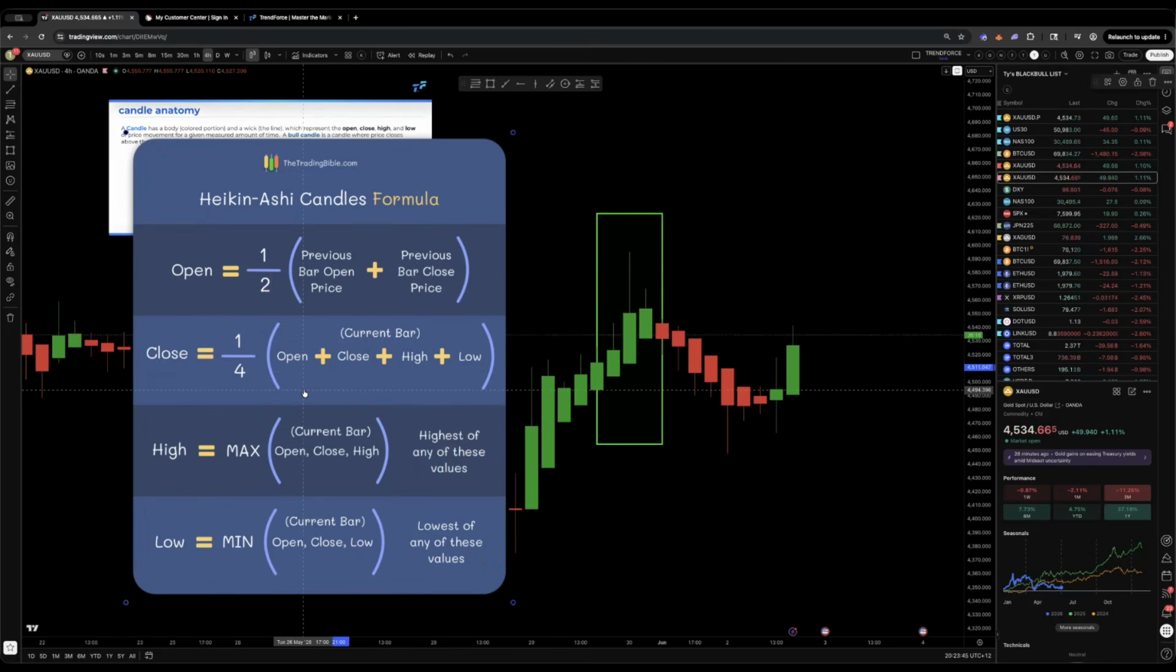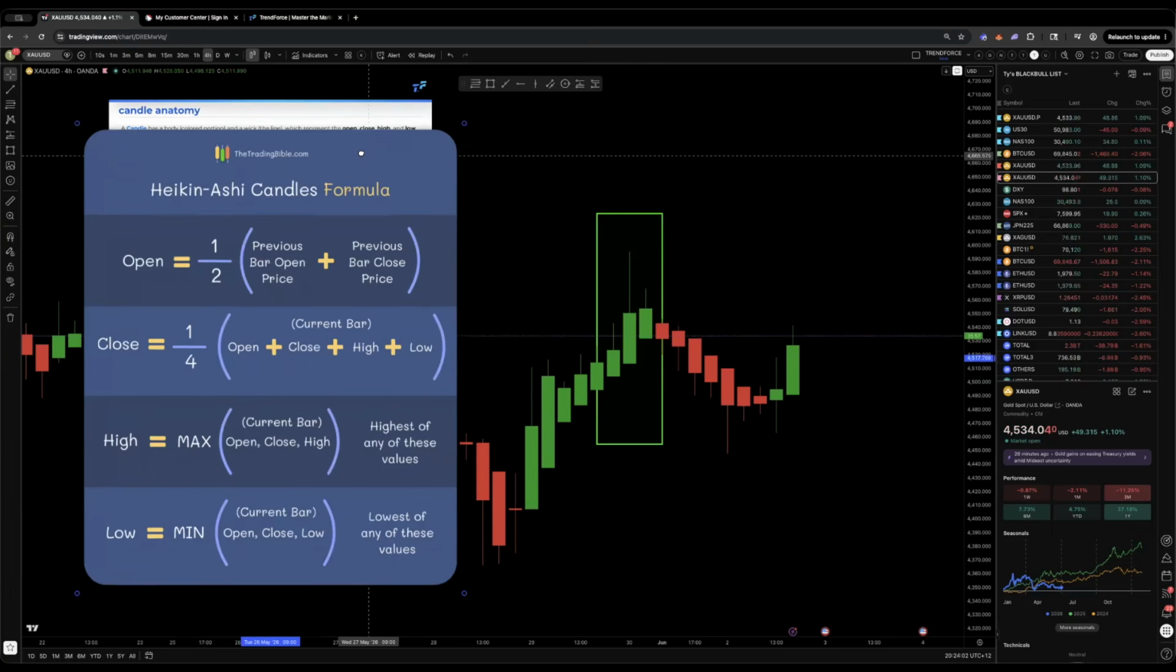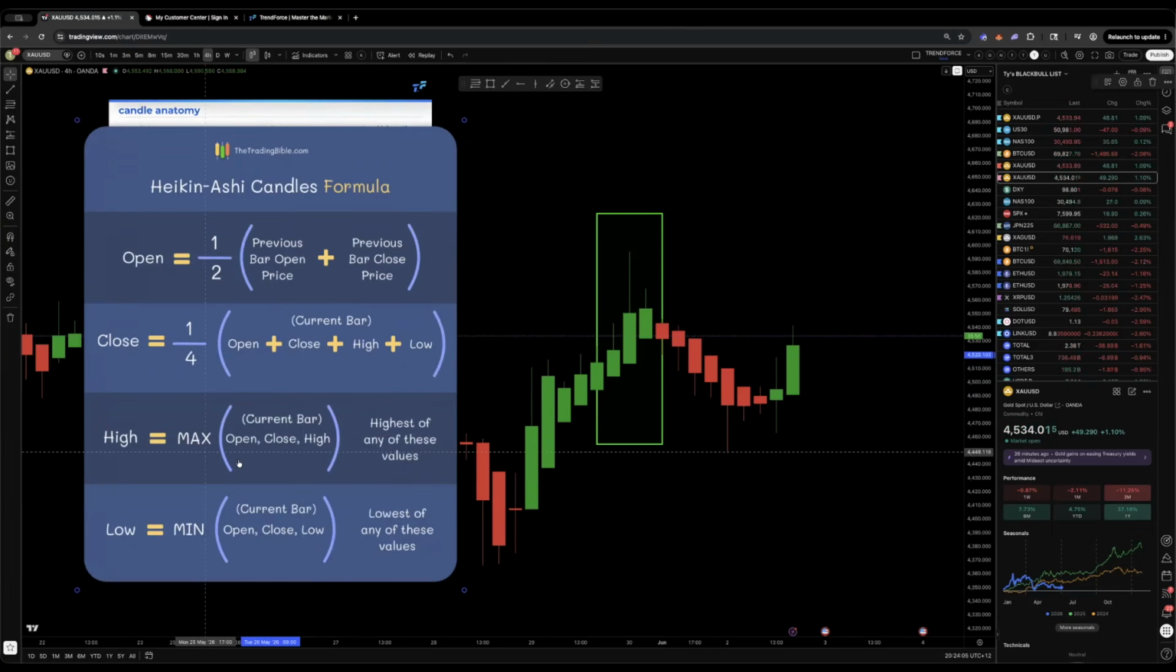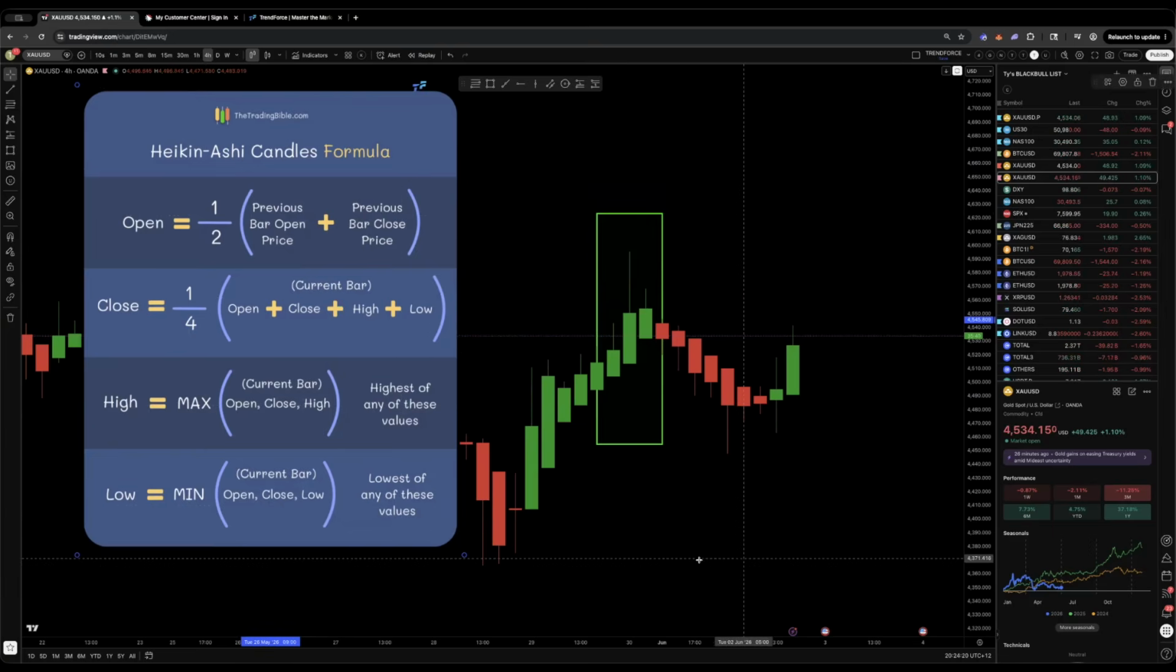I don't really expect any of you guys to memorize all of the math behind how Heikin Ashi candles are derived, but you can see here that this is the genius behind the guy who figured it out. It really does help in terms of staying with momentum and identifying momentum while trading and not getting faked out by standard candles. So again, the high equaling the max, and then the current bar and all that fun stuff times the highest of any of these values, the low equaling the minimum times the current bar open, close, low times the lowest of any of these levels. So a little bit of nerdy math for those, and you don't need to memorize that.